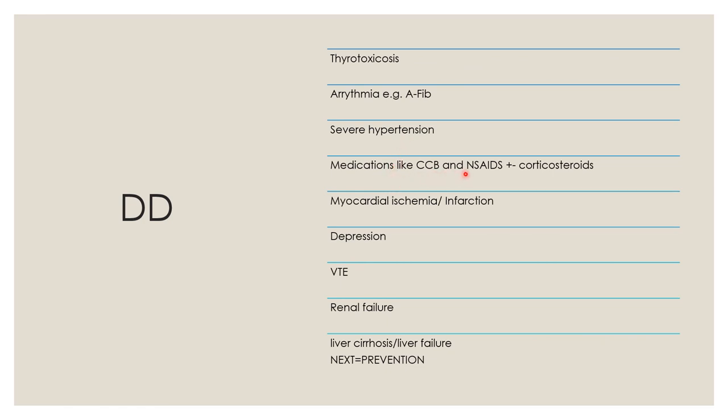Medications like calcium channel blocker and non-steroidal inflammatory drugs with or without corticosteroids might be causing fluid retention. And when that is the case, then we have high volume cardiac output. Myocardial ischemia or myocardial infarction can present with rupture of the valves, then leading to heart failure. Depression, because the weakness, fatigue, tiredness, anorexia, lack of appetite that we have seen on symptoms earlier can be pointing to depression. Venous thromboembolism, because pulmonary embolism can come from DVT, and venous thromboembolism is a combination of DVT and pulmonary embolism, presenting like heart failure symptoms, right?